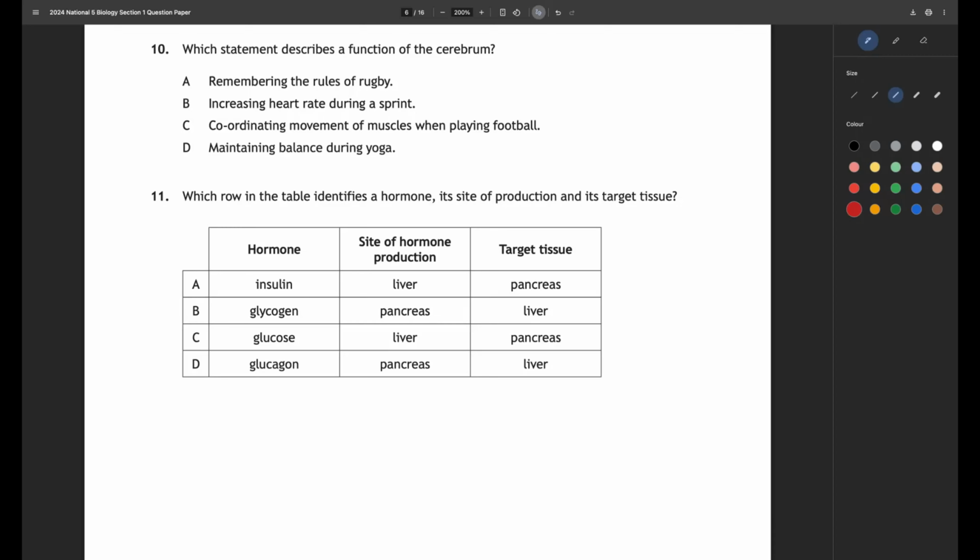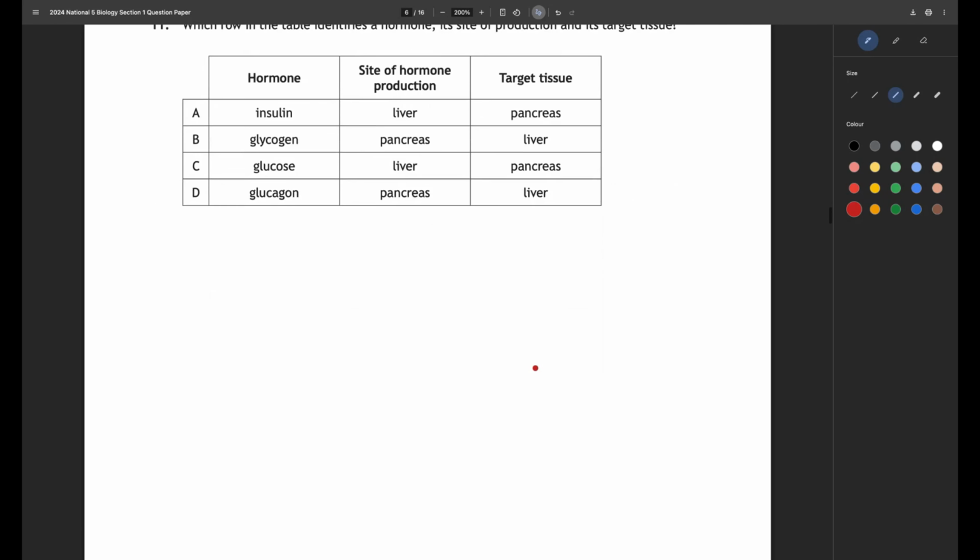So that one can also be eliminated. We can get rid of B and C. And D is glucagon, which is a hormone. So immediately we know that the answer has to be A or D. Now, where are those hormones produced? Well, they're both produced in the pancreas, okay? And if we look at the next column, the only one that can be correct based on the first 2 columns there is D. The glucagon is produced in the pancreas and its target tissue is, of course, the liver, okay? So D is going to be the correct answer there for number 11.